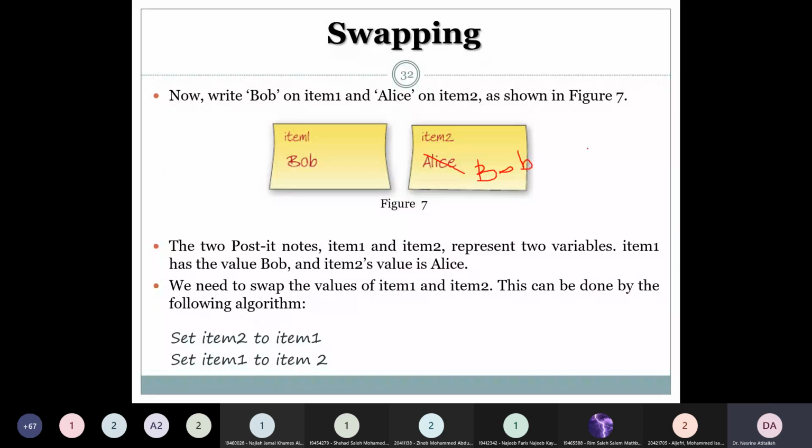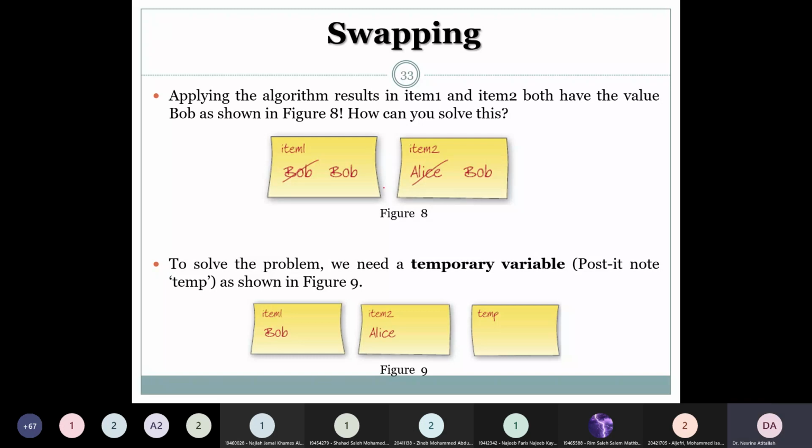So I will have two items with Bob. Okay? So in fact, I don't do the swapping, because I already lost my item 2, Alice. To solve the problem, we need to add a temporary variable. Okay, we need a temp variable as shown here. Why? To get Alice here. Here I will store Alice.